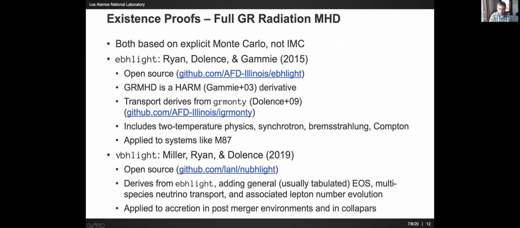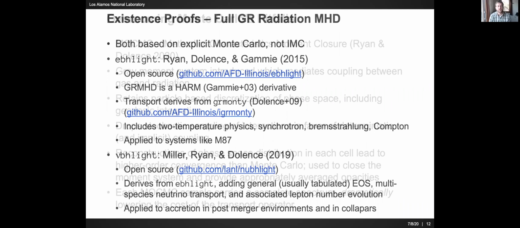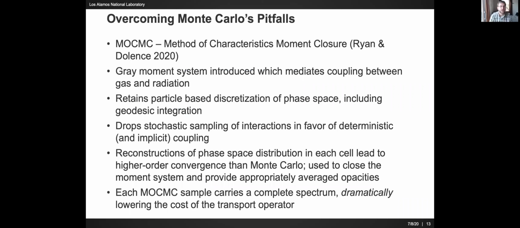Transport derives in both cases from GR Monte, which is a Monte Carlo transport code I wrote back in grad school. This one includes various kinds of physics, and you can look into this. And New Blight is the code that does all the same things, but it also adds general EOS, and it deals with neutrino transport instead of photon transport. So we've been looking at post-merger disks and collapsars, for example, with that. So you can go check those codes out if you like. This I really have to fly through now because I've got like a minute left.